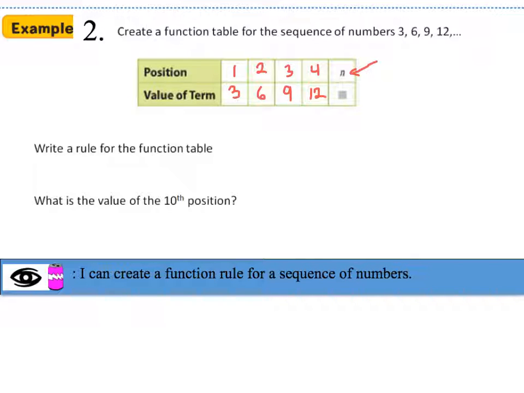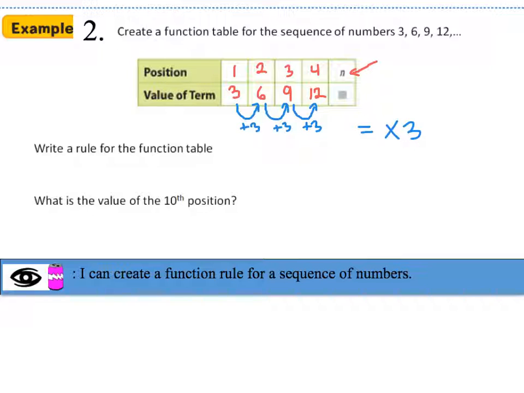So let's look for patterns here. To get from 3 to 6, I would add 3. And I would add another 3 to 6 to get 9. And then I would add another 3 to 9 to get 12. So basically I have a pattern here of continuing to add 3, or repeated addition. A shortcut to repeated addition is to just multiply by 3.